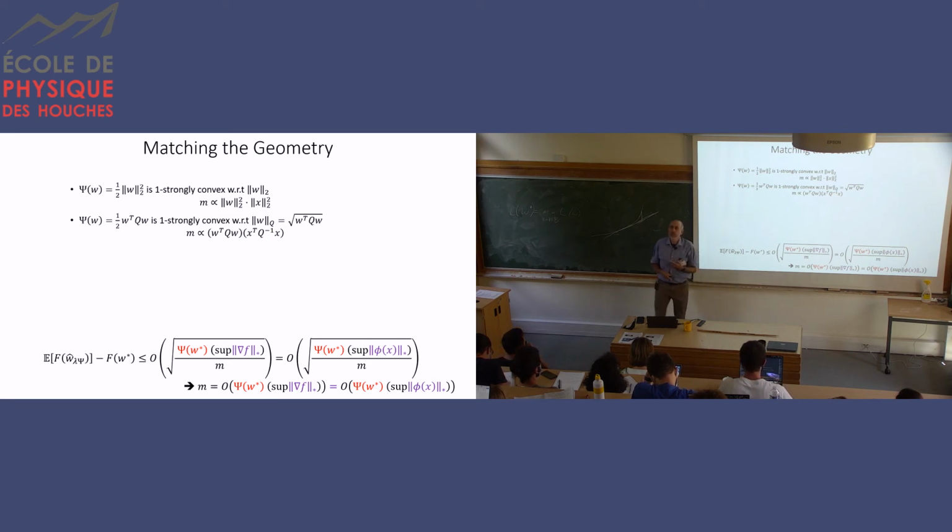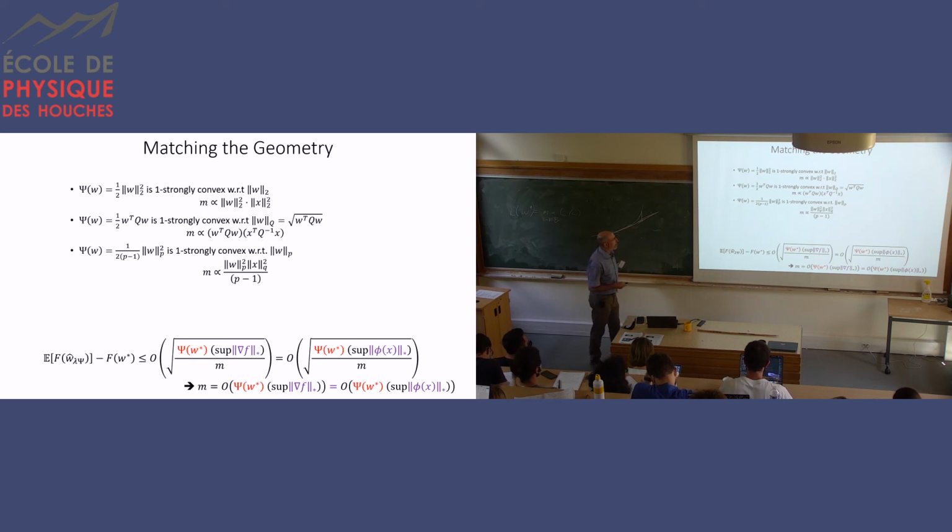Another example is, instead of the Euclidean norm, I can go to Lp regularizers. The Lp norm is dual to the Lq norm. So for any p, I can choose as my norm the Lp norm. And then to get a strongly convex regularizer, I look at the squared Lp norm, but with a factor of 1 over p minus 1. So this only works for p strictly greater than 1.